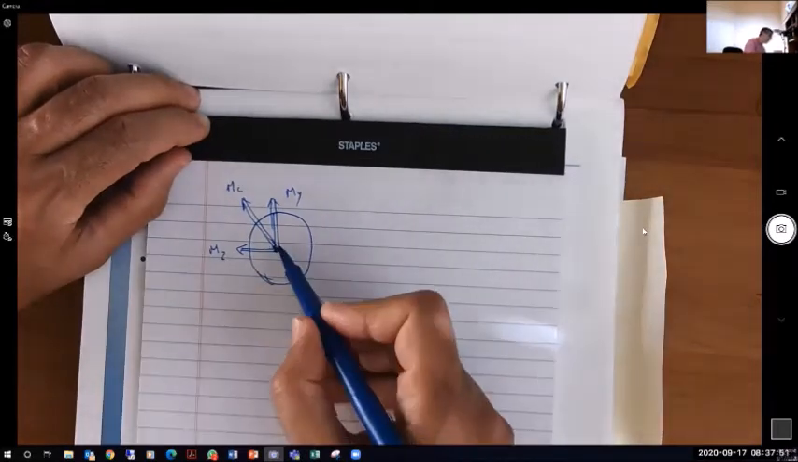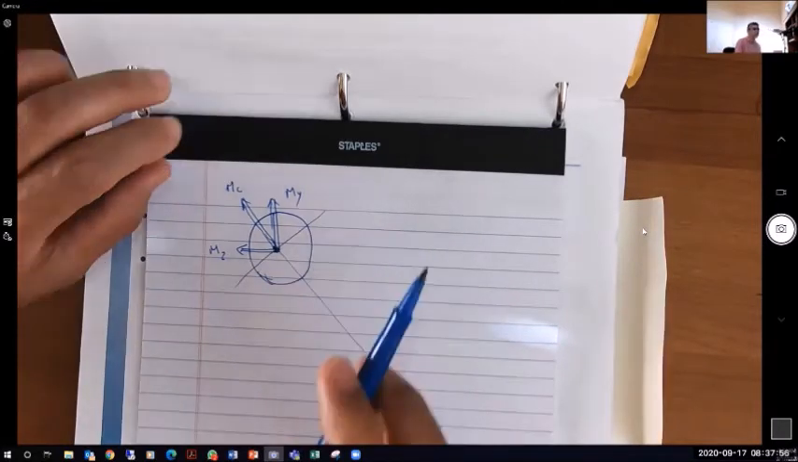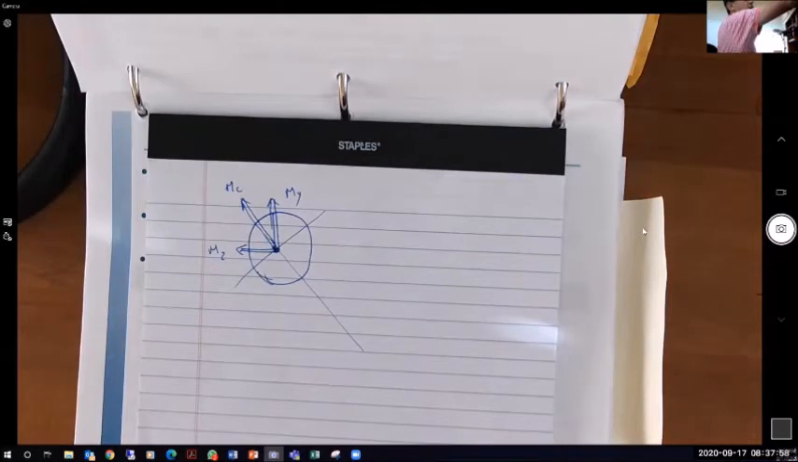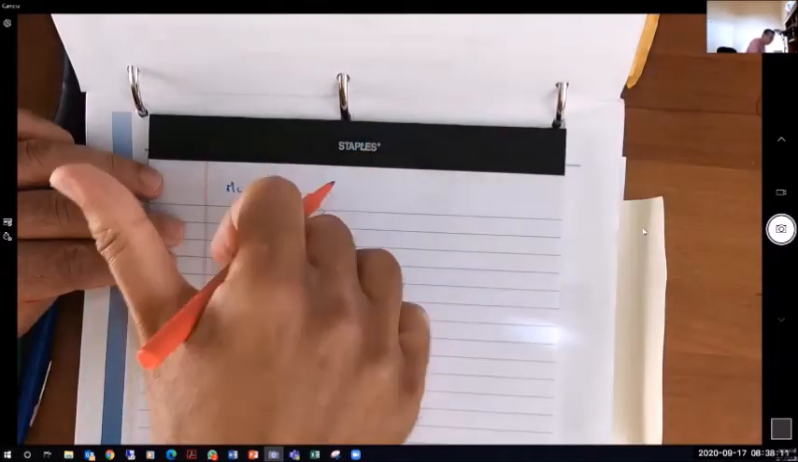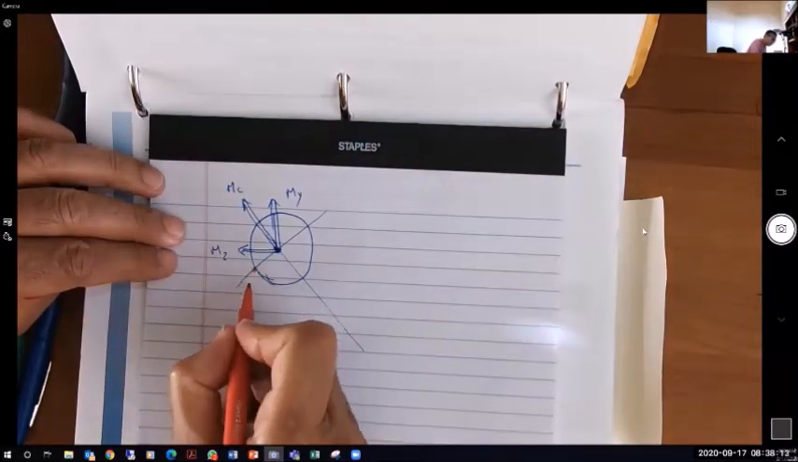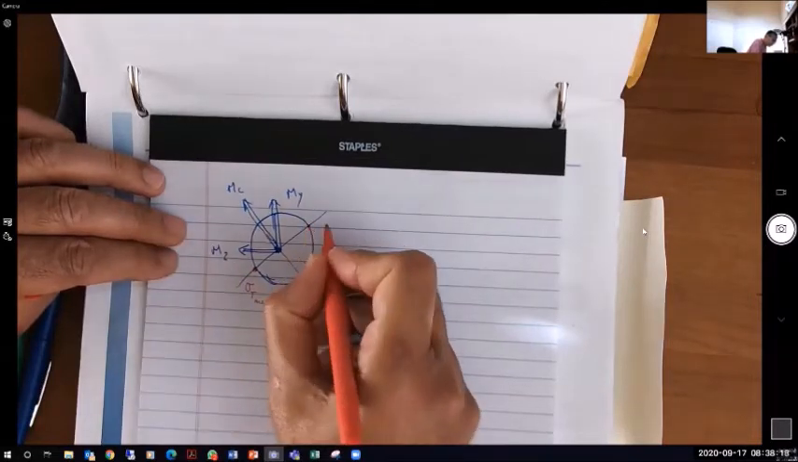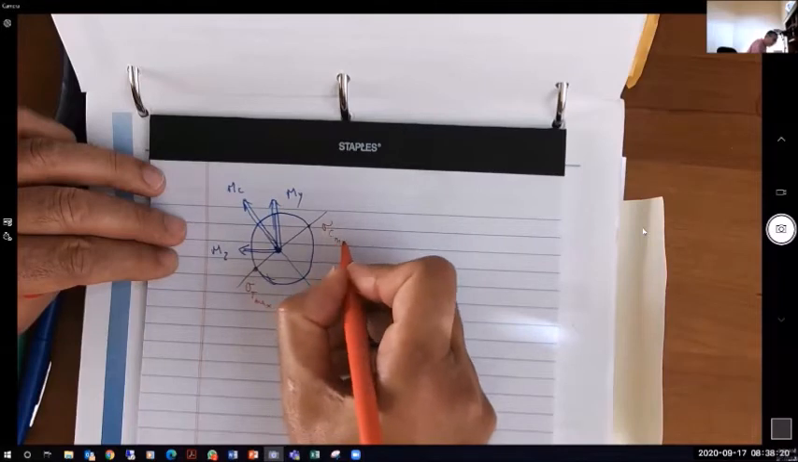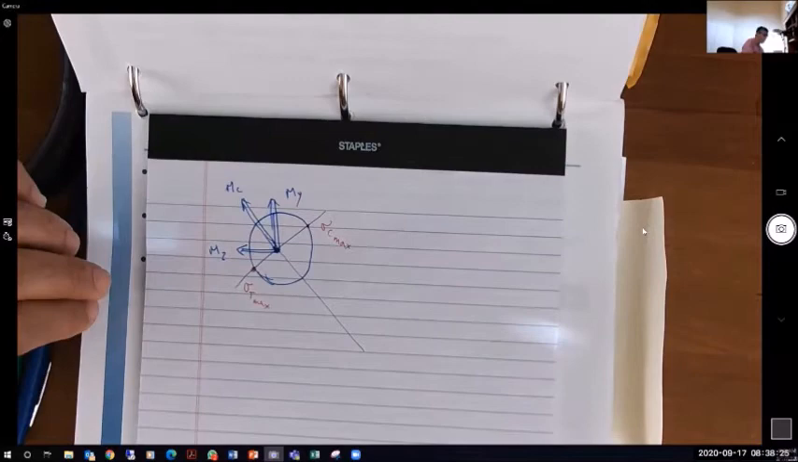And perpendicular to that, this is where I'll be getting my maximum tensile and maximum compressive stress. So this is my moment, right-hand rule. I get here the maximum tension, sigma T max, and here I'll get sigma C max. So this is the axial stress from MC.